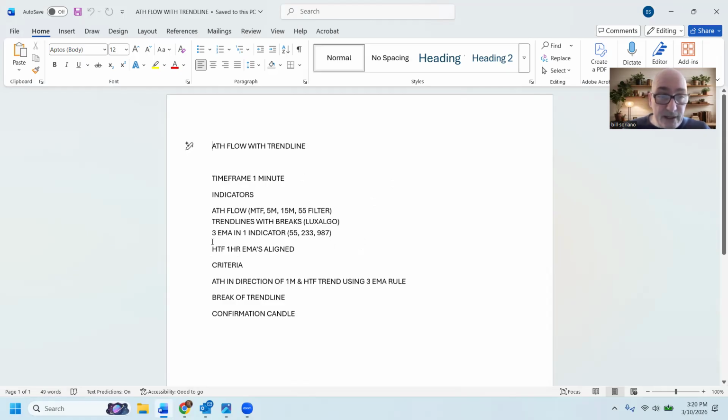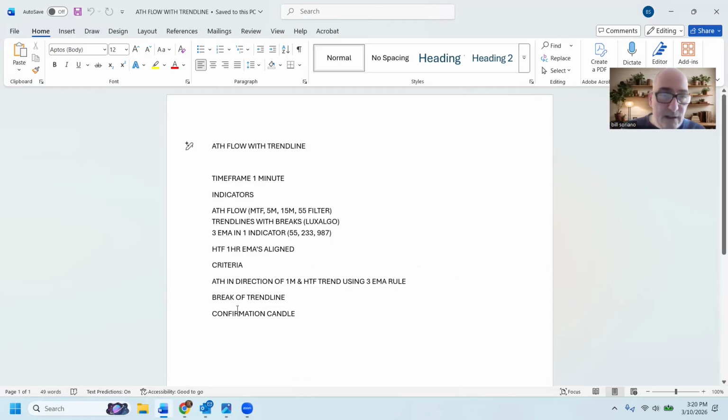We have the higher time frame, which is what I use to try to keep me out of pairs that are consolidating. The guys in the community don't use this so much. This is just something I like to do. I only trade the pairs where the 1 hour time frame is aligned, so the trends are aligned. That also reduces the number of pairs I have to set alerts on, so I don't have to watch all the pairs. So you're looking for an ATH in the direction of the 1 minute and higher time frame trend, using the 3 EMA rule.